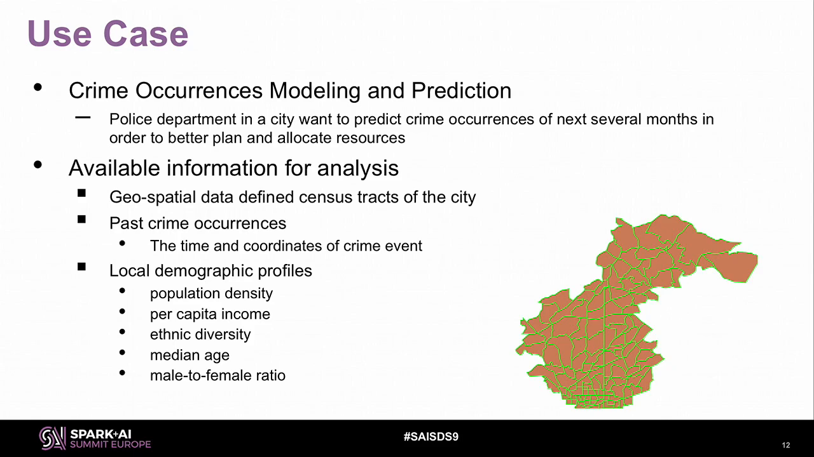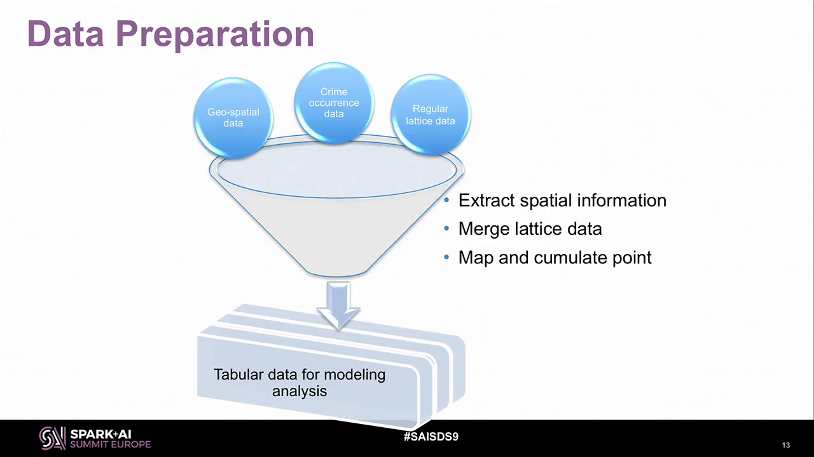If you look at the map, you will know that it's the state of Georgia in the US. And all these data sources need to be fed into the data preparation, just as we mentioned. There will be spatial information extracted from the data, and the crime records mapped into the census tracts. We will collect and aggregate all the crimes in each census tract, and merge them all together. The model-ready data will be in tabular format, just as we mentioned before.